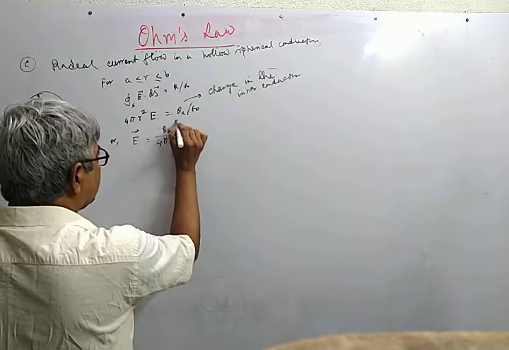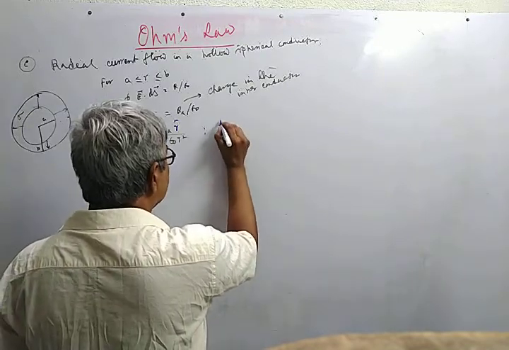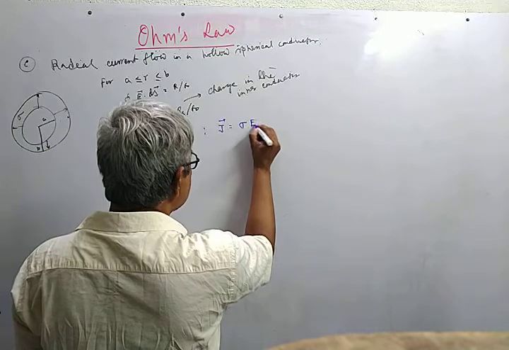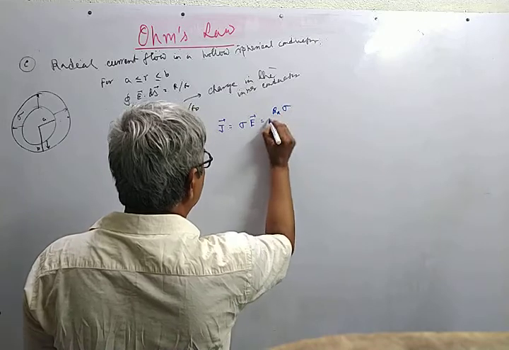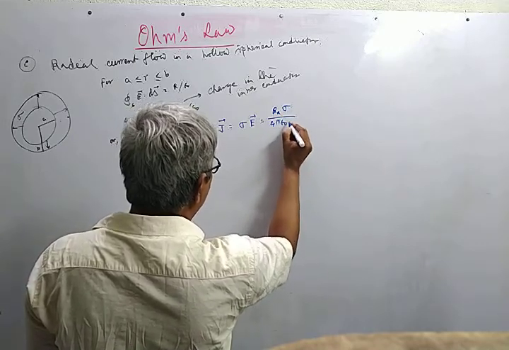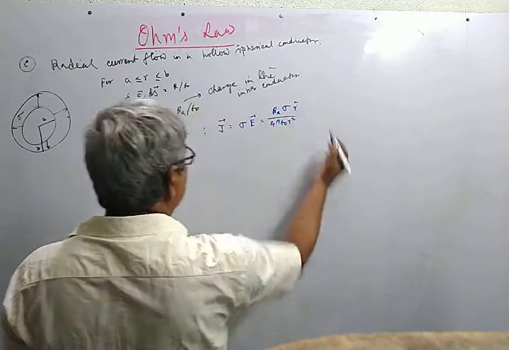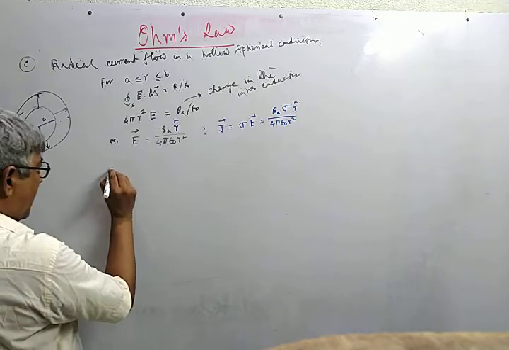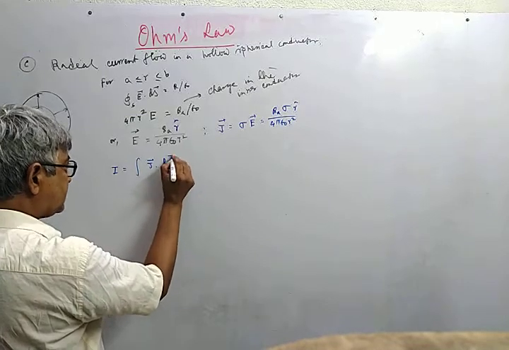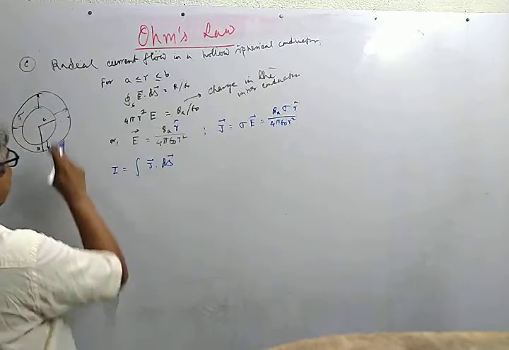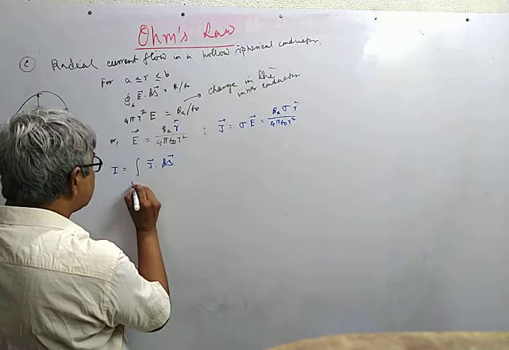This is the direction of the vector, and if we want to find out J, the current density, the total current flowing I is equal to the integral of J dot ds. Here the current is flowing across the spherical surface, that is, the R equal to constant surface, so it is a sphere.